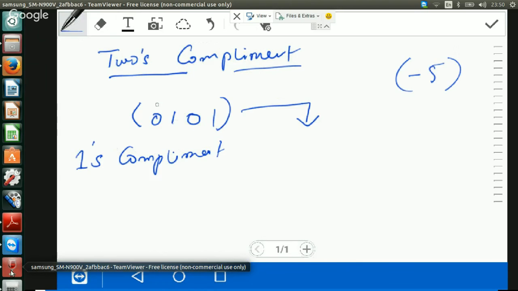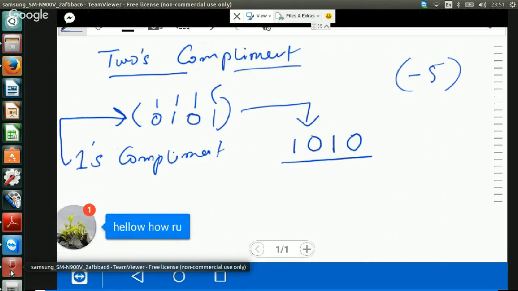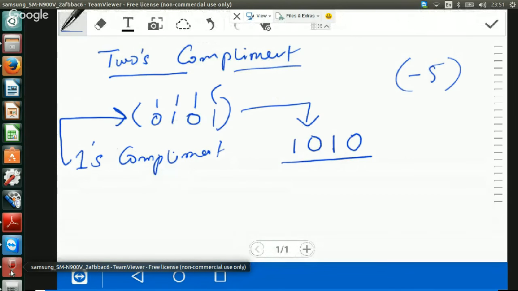For example, the first 0, you write as 1. This 1, you write as 0. This 0, you write down as 1. And this 1, you write as 0. So this number has now become 1010. This is the 1's complement of this number. We are done with that? Okay. So now we have taken the 1's complement. What is the 2's complement? Simply add 1 at the end.